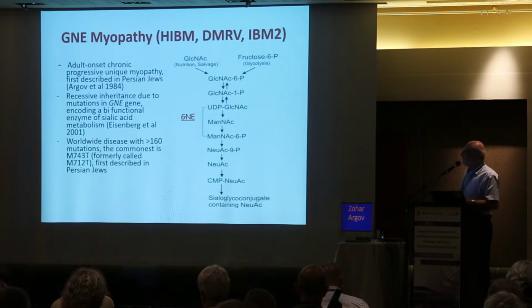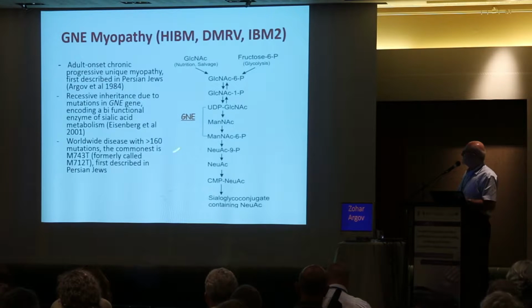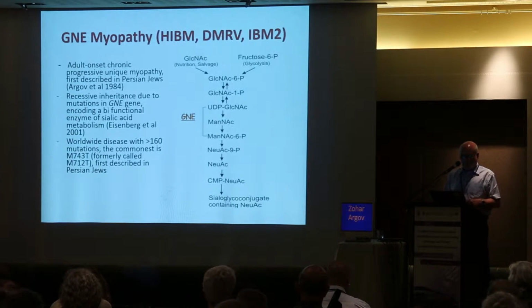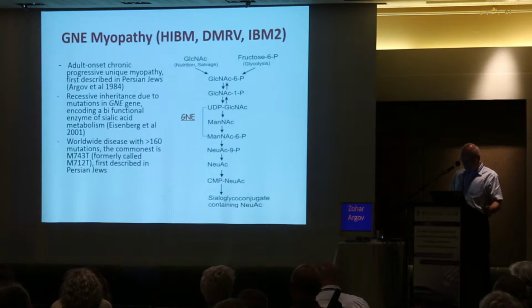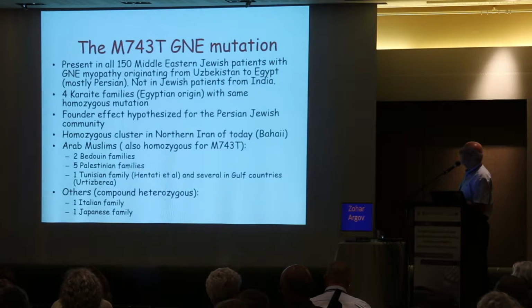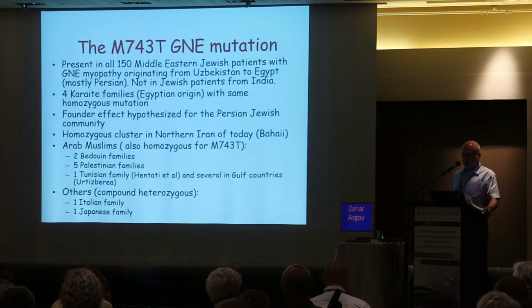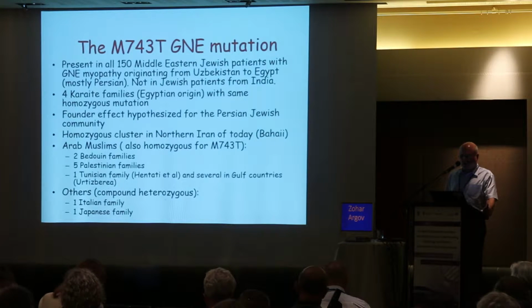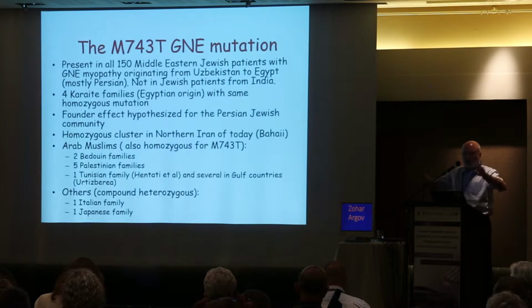Now we know that there are more than 160 mutations, of which the commonest is this one, M743T, which was first found by us and described in the Persian Jews. So just a word about this mutation. It is present in all 150 Middle Eastern Jewish patients with GNE myopathy that originate in the region that is covered from Uzbekistan to Egypt, but mostly in Persian Jews.